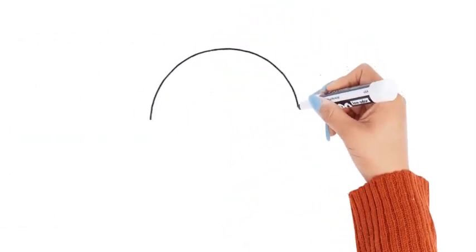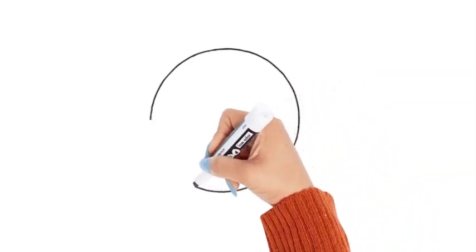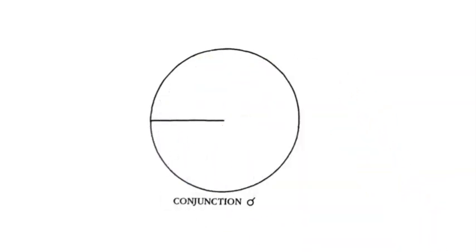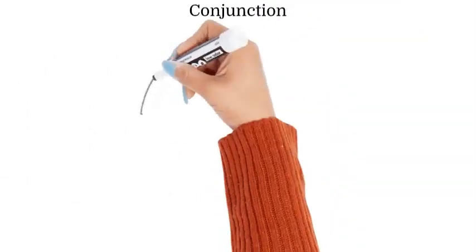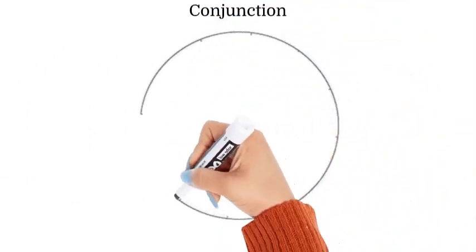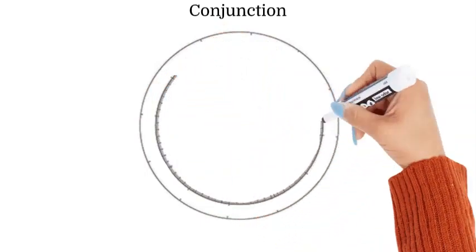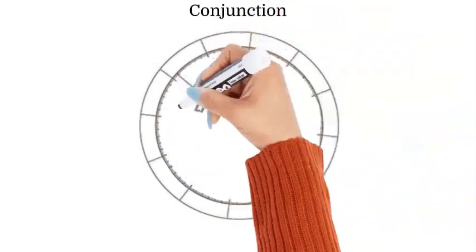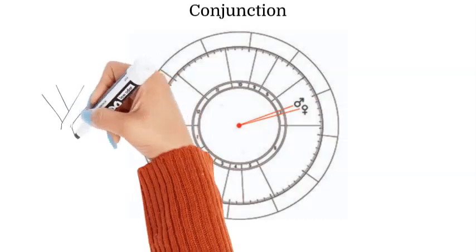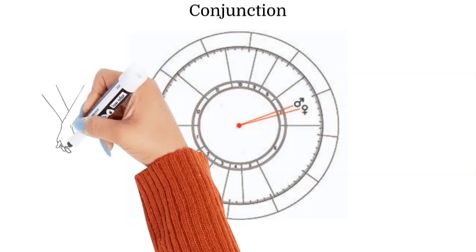Let's start with a conjunction. A conjunction is usually considered a positive aspect or relationship. When a planet is conjunct, it just means it is right next to another planet. So an astrology conjunction is a 0-degree connection. The planets are almost holding hands.